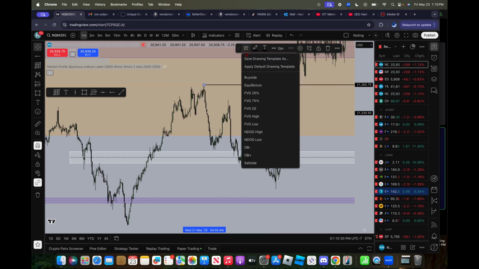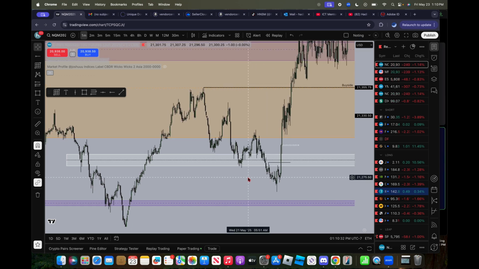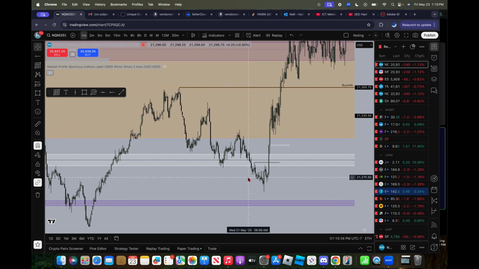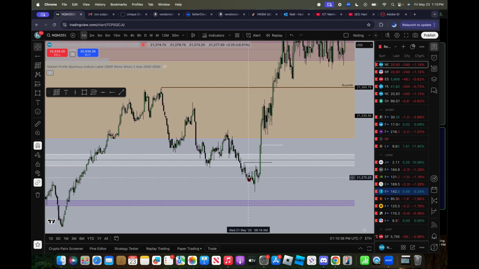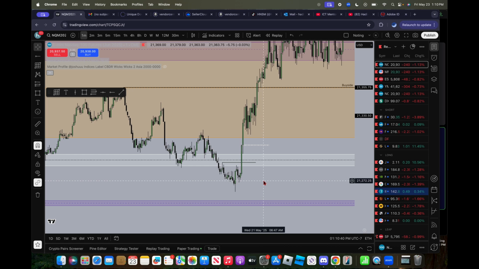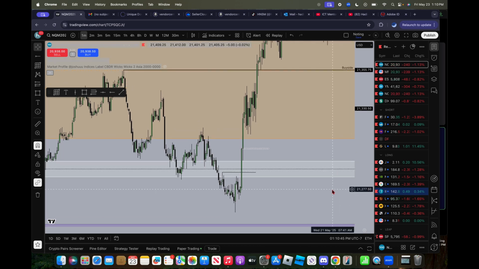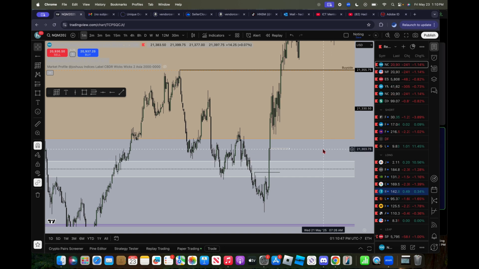I would look for a high time frame sweep of some type of prominent low, so previous day low or relative equal lows, or I would look for a tap into a prominent high time frame PD array, and then I would look for a market structure shift. But if you have a market structure shift, then you also have a breaker.